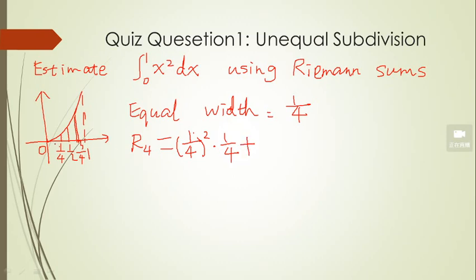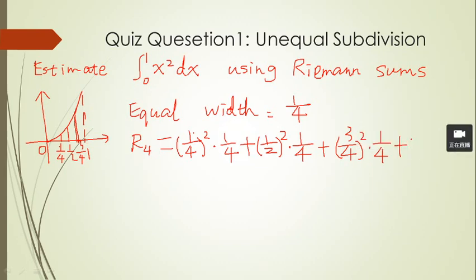And plus, when we estimate the second strip, we use the right endpoint to form the second rectangle, which is right endpoint 1/2, then the function value will be 1/2 squared times the weights, right? And then the third one will be 3/4 squared times the weights, again is 1/4. And then how about the last rectangle? We took the height when x equals 1, which is 1 squared, right? 1 squared times the weights. So this R4 means the 4 rectangles sum with the right endpoint.